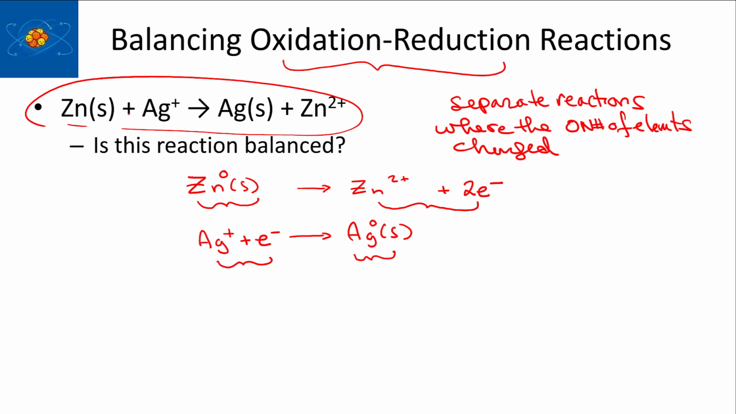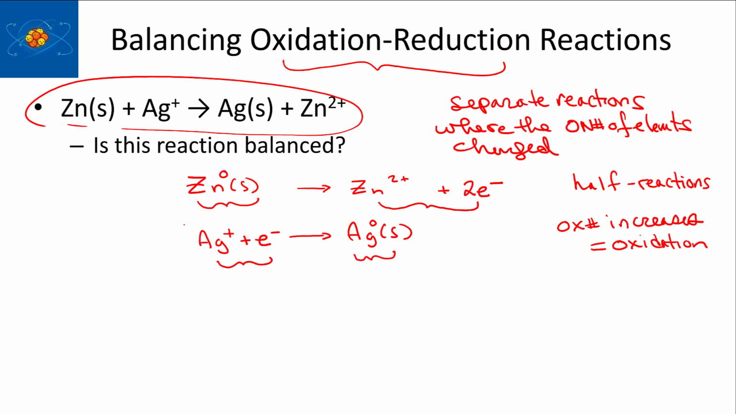Now, when I separate a whole reaction into two separate reactions, these are known as half reactions, and two halves make a whole. If something's oxidation number increases, that's called oxidation. Generally, we refer to that as oxidation. And so that first reaction is my oxidation half reaction. That's this guy here.